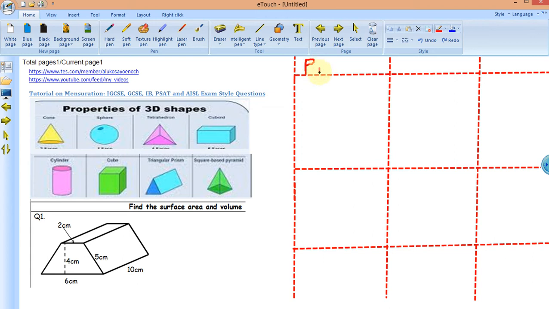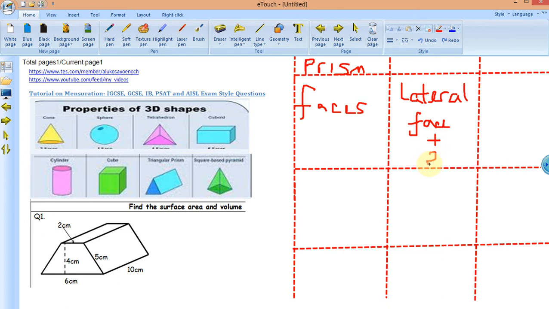Generally for a prism, to determine the number of faces, don't forget that we have lateral faces. Lateral faces means side faces. So let me use the word lateral now. If you want to determine the number of faces, then you have lateral faces, or side faces, plus 2. So that is the formula to determine the number of faces.